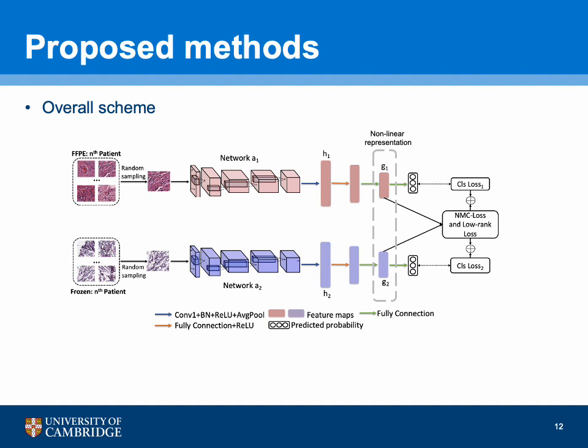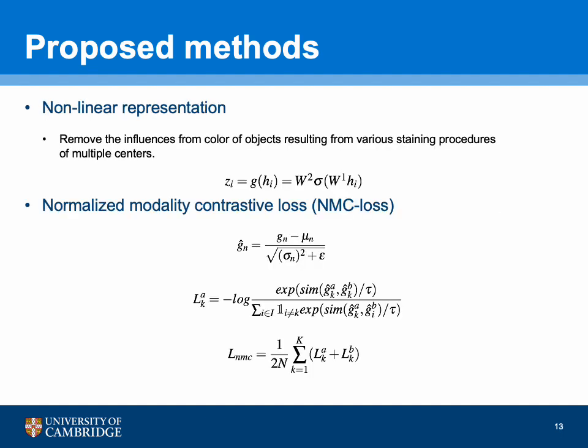Here, we can see the overall training scheme of my proposed method. Firstly, we randomly sample one patch from each modality of the same patient. The images are input into two backbones respectively. The feature embedding after nonlinear transformation will be used for contrastive learning and calculating the low-rank loss. The sum of the mutual contrastive low-rank loss and each classification loss will be used for backpropagation. Next, I will give you more detail about these three parts.